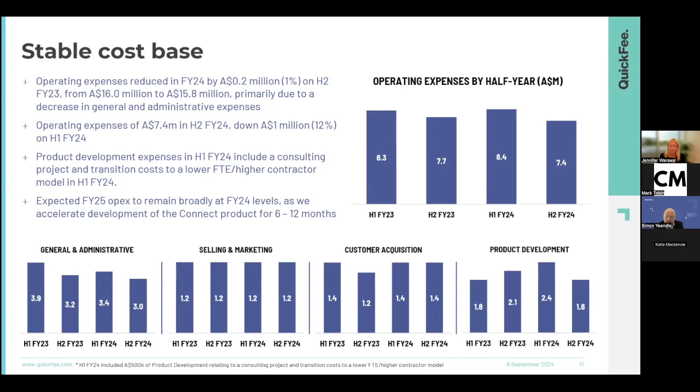The reduction in OpEx was primarily driven by general and admin costs reducing as we trim non-essential costs from the business, as Jennifer mentioned, and we're redeploying those dollars wherever we can into revenue-generating activities. And while product development on the far right, costs in H2 decreased from H1 quite substantially, we do expect product development costs for FY25 to remain at FY24 level over those next 12 months as we continue to invest in the Connect product particularly.